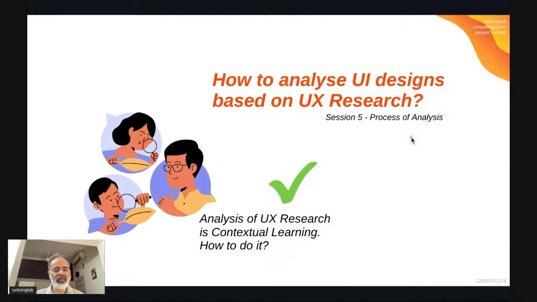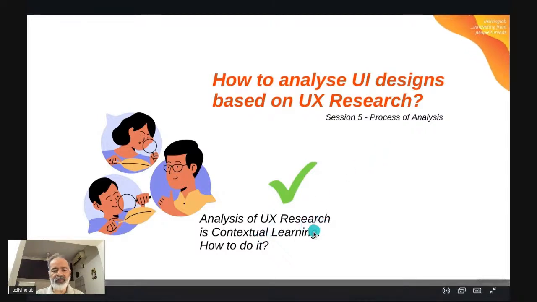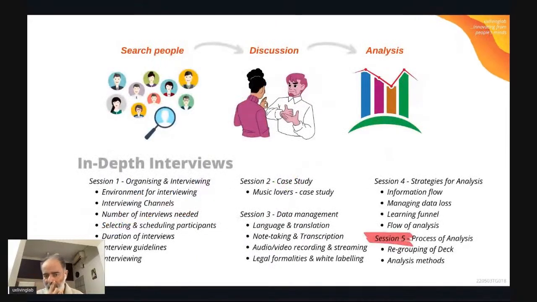So in the last 4 sessions we discussed a lot on this topic. Today we are talking about the process of analysis. As we discussed last week, analysis of UX research is contextual learning. How to do that? When I brief the entire journey in UX research, we start with search for people, then discussion, then analysis. These are the basic steps in UX research.